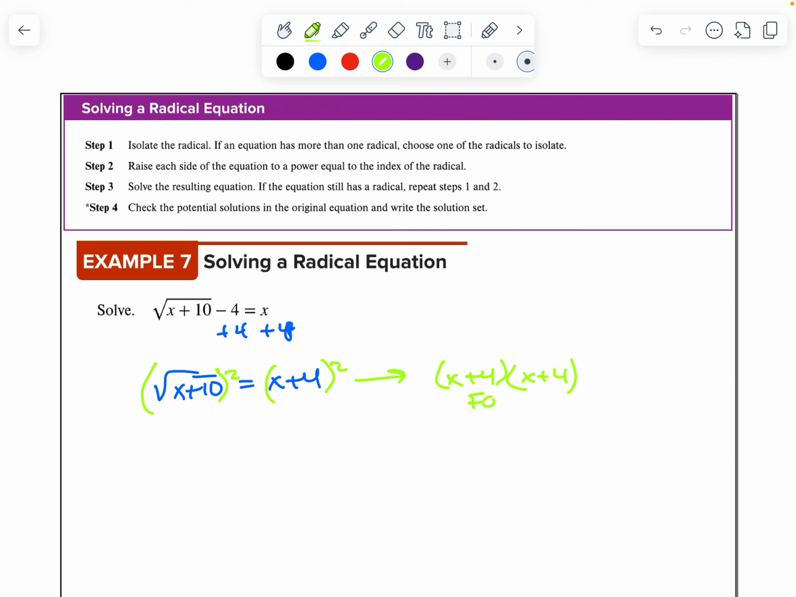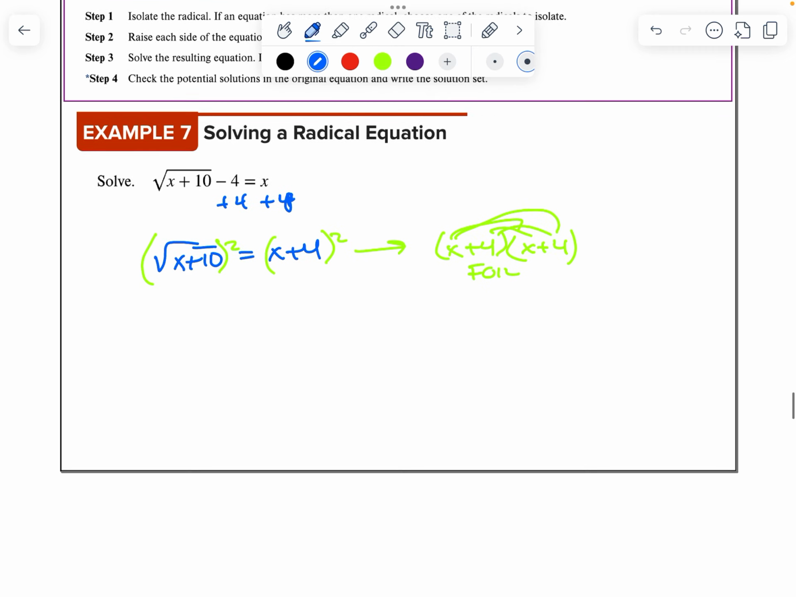And then we'll have to FOIL to get our next piece. A square and a square root get rid of each other, so we just have x plus 10. On the right side, if you take that and FOIL it out, you get x squared plus 8x plus 16. Now let's get everything equal to 0. So subtract x, subtract 10.